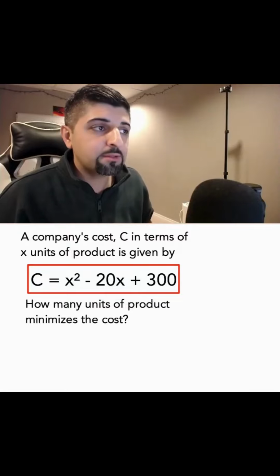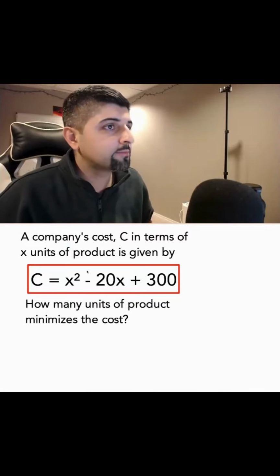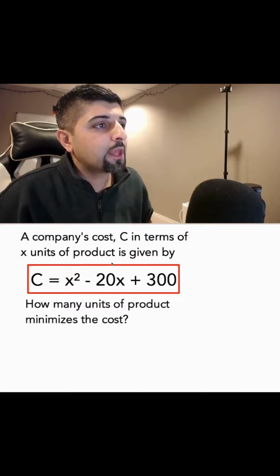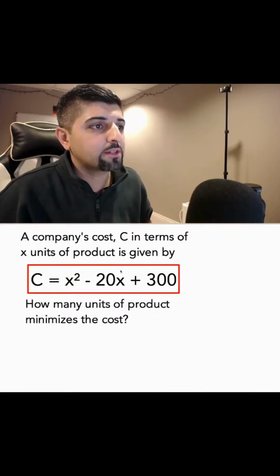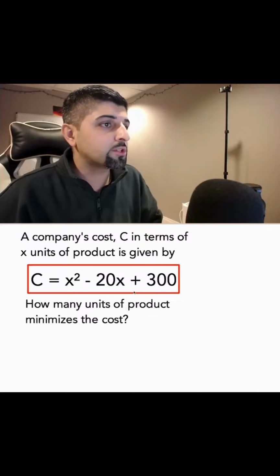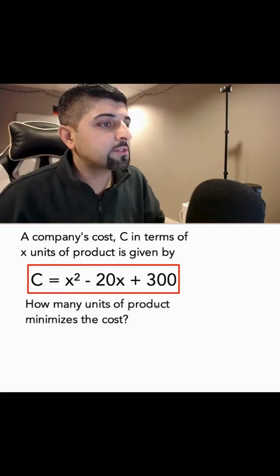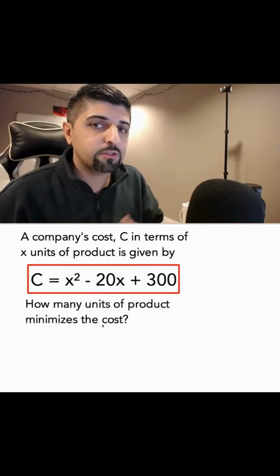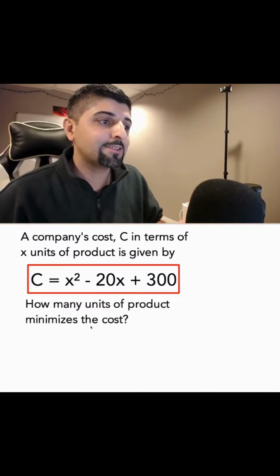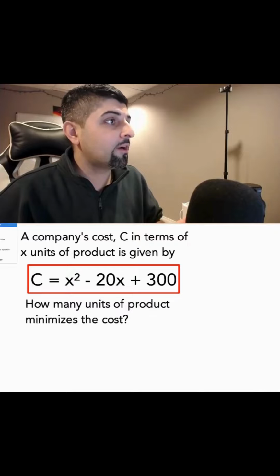This is a common word problem in quadratics. You have a company and its cost C is given in terms of x units of product. So this is the quadratic equation that models that. And what you want to do is find how many units of product minimize the cost to the company. So I need to find x that minimizes the cost.